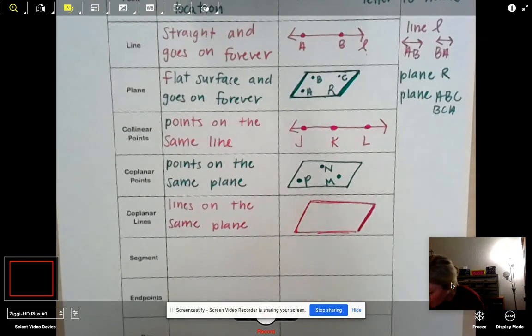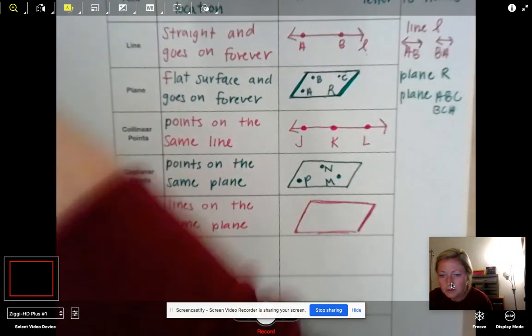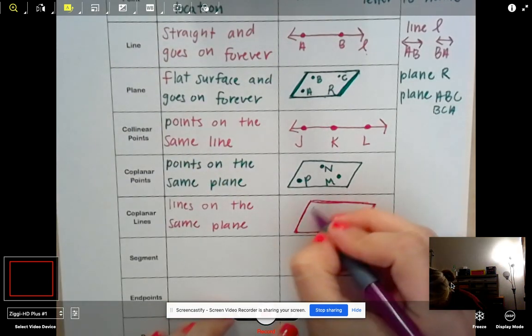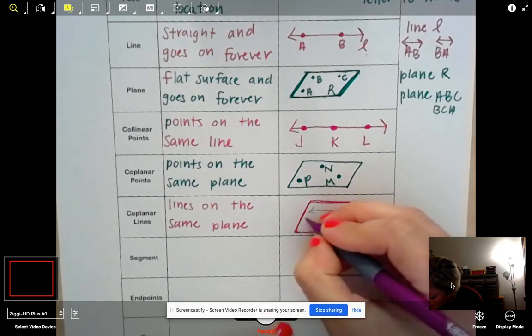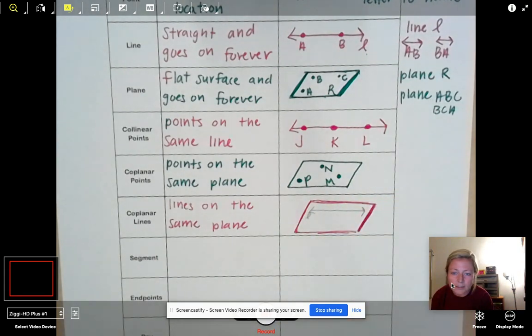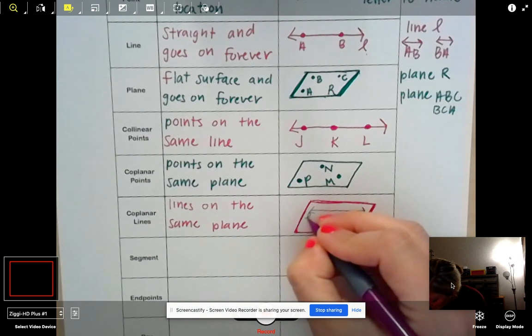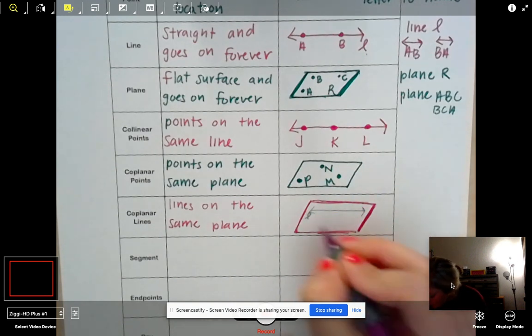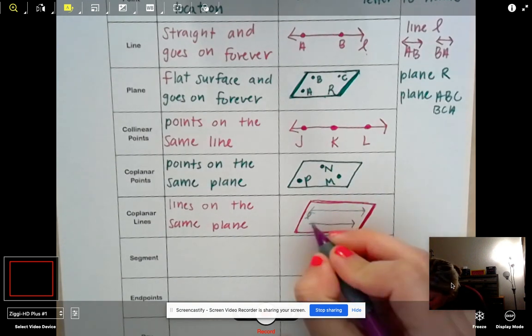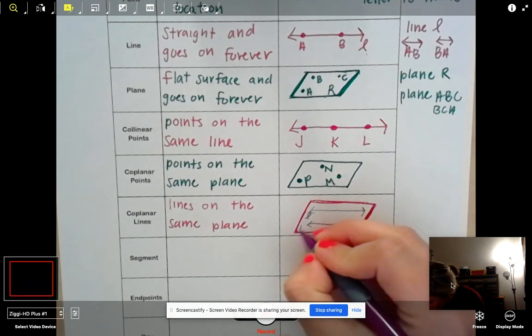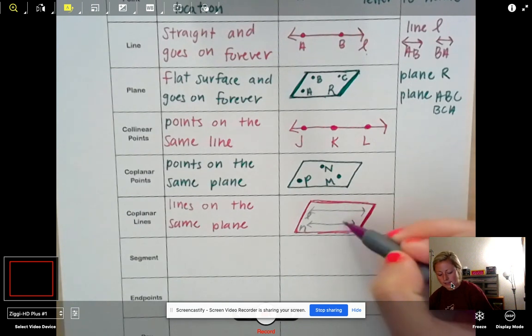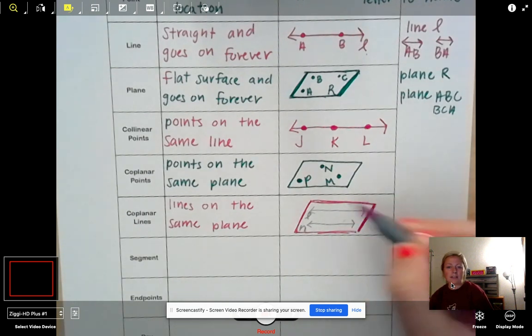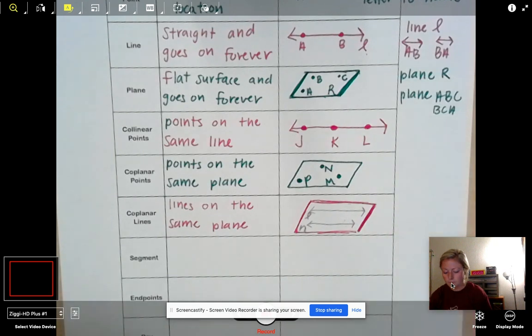So I'm going to draw, I'll do this in a different color. How does that sound? Will pencil show up? Here's one line. I'm going to call that line L. So I have a little cursive L next to it. Oh, that's kind of hard to see. And then I'm going to draw another line down here. And I'm going to call this one N, a little cursive N. So these 2 lines are coplanar because they're on the same plane.